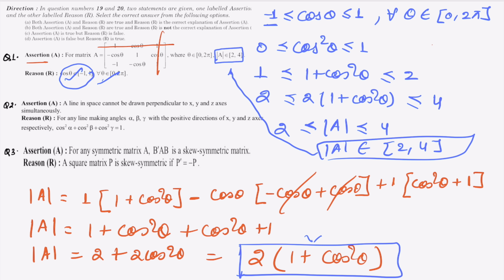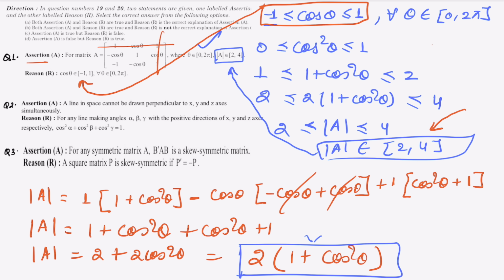This is what assertion is saying. So assertion is also correct, reason is also correct, and reason is correct explanation of assertion. Why we are saying that reason is correct explanation of assertion is because we have arrived at this value using this value which was given in the reason. Clear? So both assertion and reason are true, and reason is correct explanation of assertion. So answer will be A.